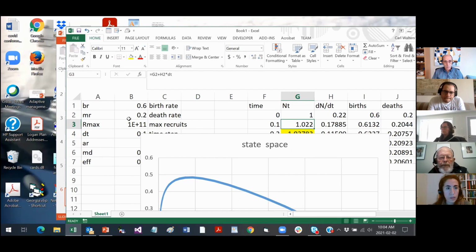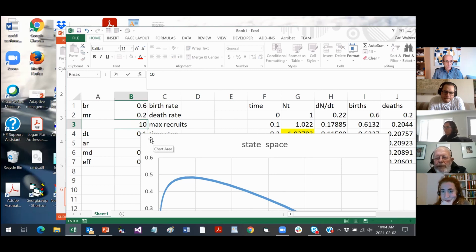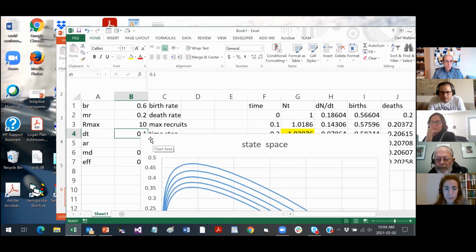If I now reduce this maximum recruitment and make it down around 10, what do you think is going to happen to the dynamics in the state space or over time? So all I've done is put density dependence into the bottom of the system without using any complicated predation assumptions. Okay, let's put it in and see what happens.